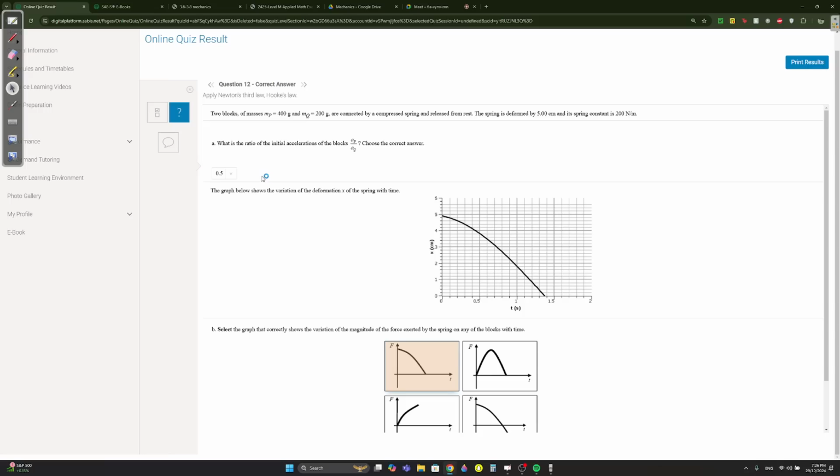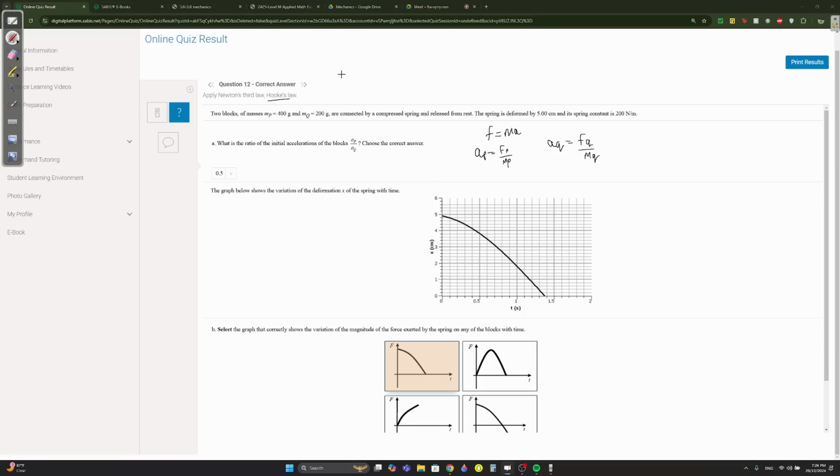Question 12. Two blocks of masses MP 400 and MQ 200 are connected by a compressed spring and released from rest. The spring is deformed by 5 centimeters and the spring constant is 200. What is the ratio of the initial accelerations of Q and P? Here's what you do. You know F is equal to ma. We need to compare the accelerations. So the acceleration of P, let's call this block P, would be equal to the force of P divided by the mass of P. And the acceleration of Q is the force of Q over the mass of Q. Let's find the accelerations, then divide them and see what the ratio is.